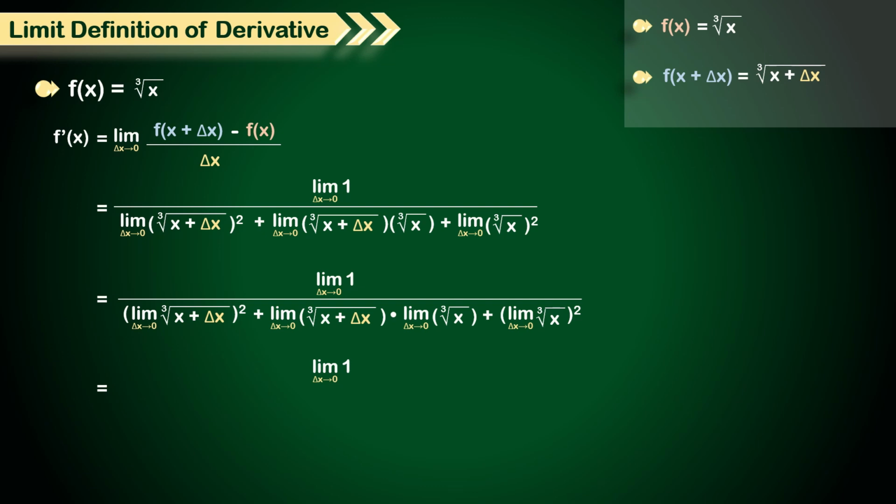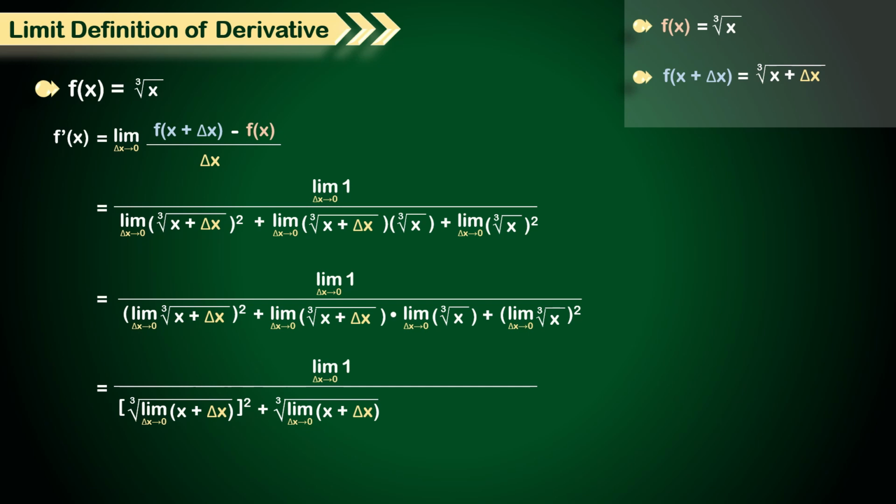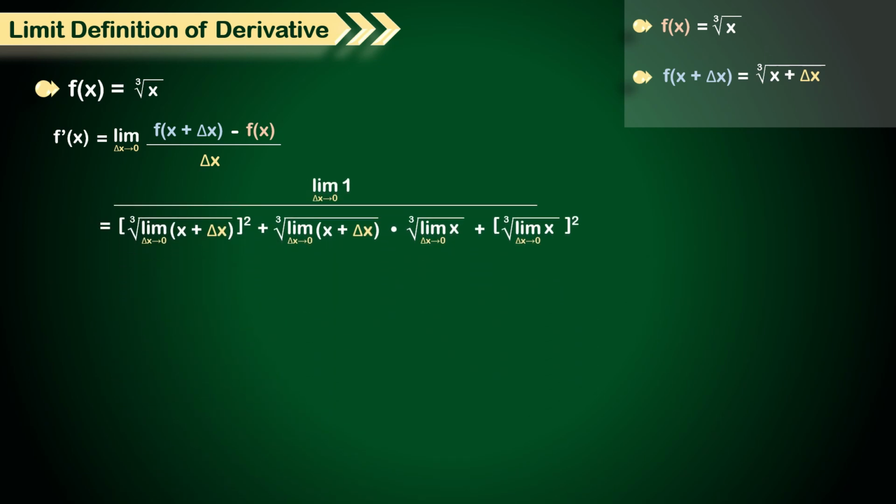Rewrite the numerator over the square of the cube root of the limit of x plus delta x as delta x approaches 0, plus the cube root of the limit of x plus delta x as delta x approaches 0 multiplied to the cube root of the limit of x as delta x approaches 0, plus the square of the cube root of the limit of x as delta x approaches 0. Apply the sum and difference property of a limit to the first term and first factor of the second term of the denominator.